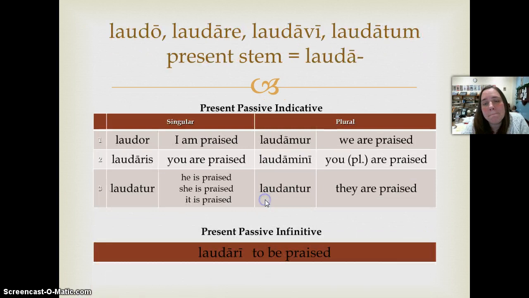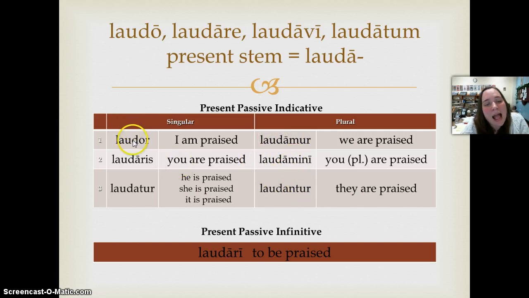There you go. Okay, so let's look at our first paradigm verb, our first example verb, laudo, laudare, laudavi, laudatum. We need to get our present stem, lauda, because we're going to have to use that. Our first person singular present passive indicative is the first principal part plus r, so it's laudor. After that, we need the present stem, and then we add the ris, tur, mur, mini, and ntur. So laudor, laudaris, laudatur, laudamur, laudamini, laudantur.